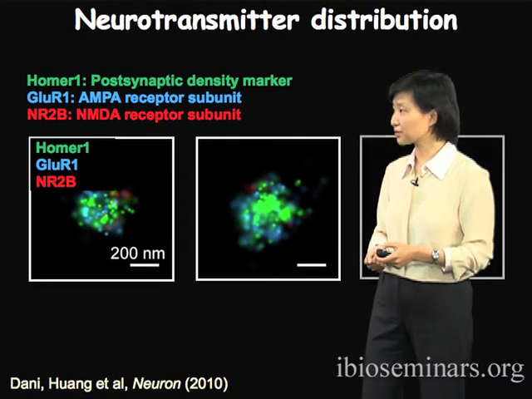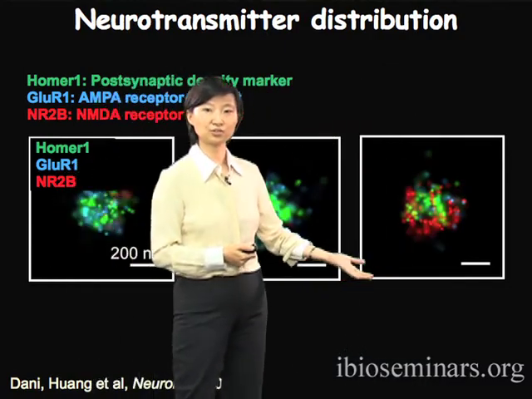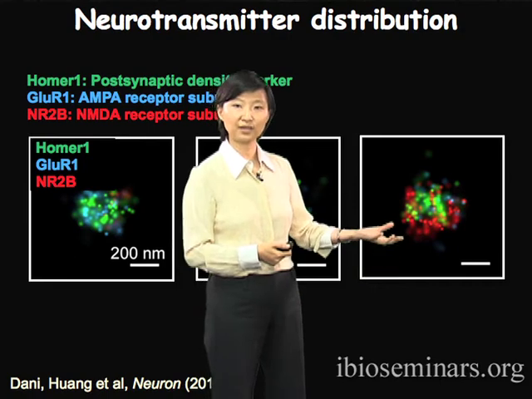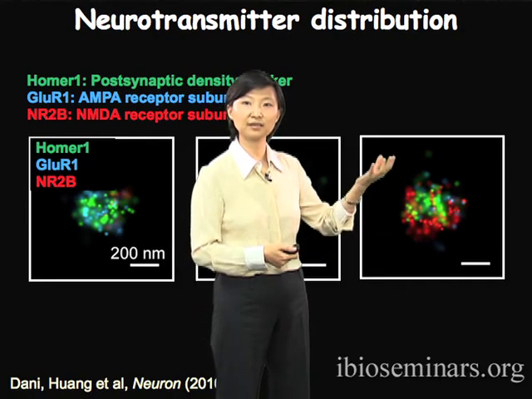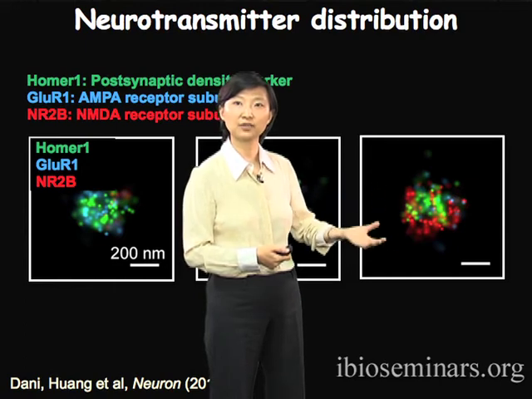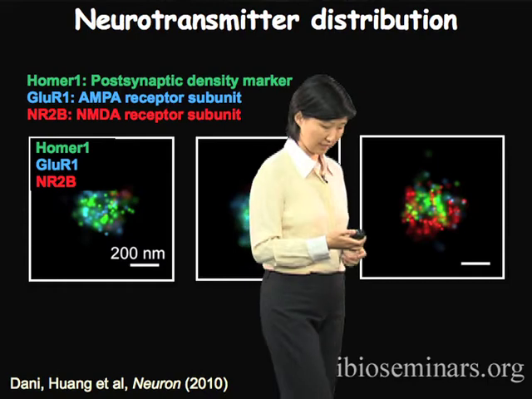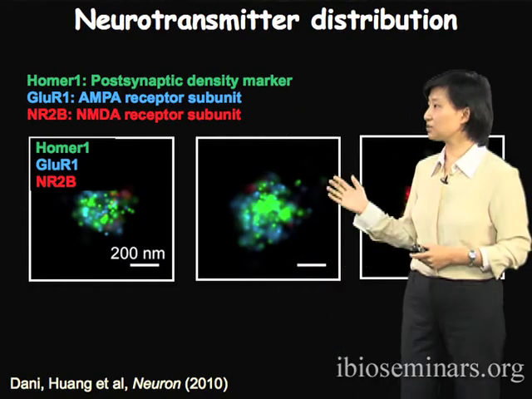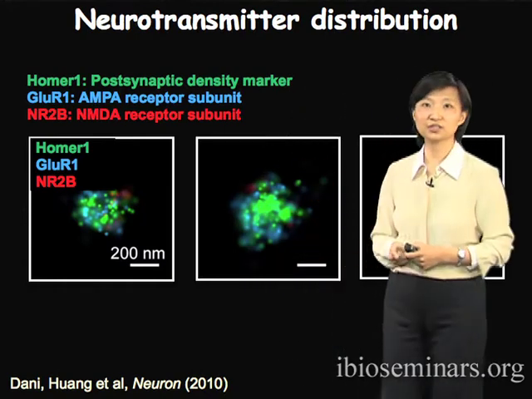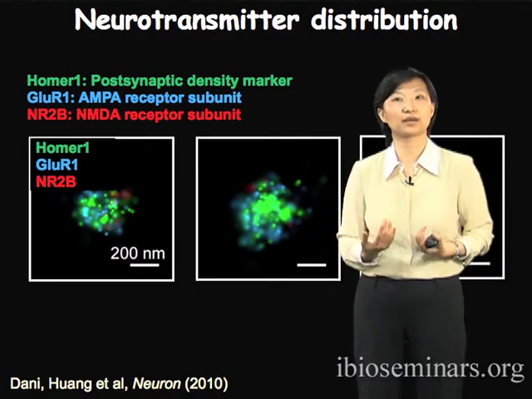In the same brain area, we can also see distributions or composition like this, where you can see a large amount of red signal indicating actually a lot of NR2B subunits are located in these synapses. So it tells you that the composition of synapses can be highly heterogeneous even in the same brain area.